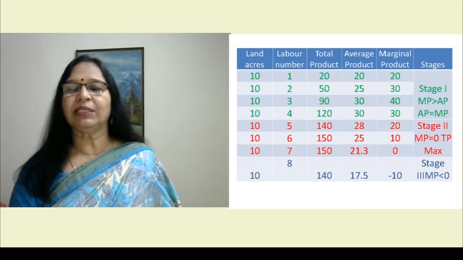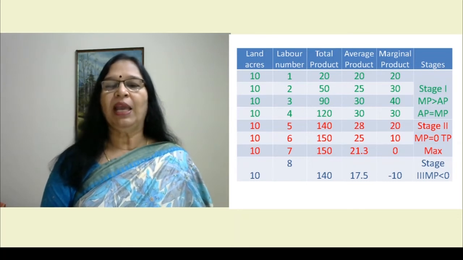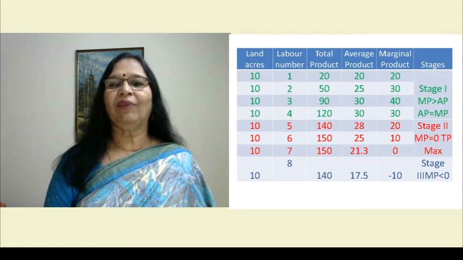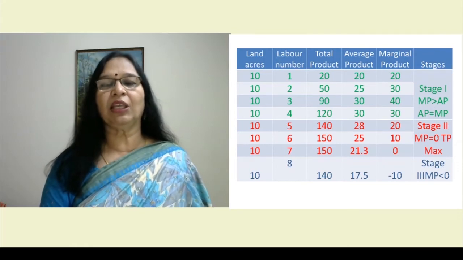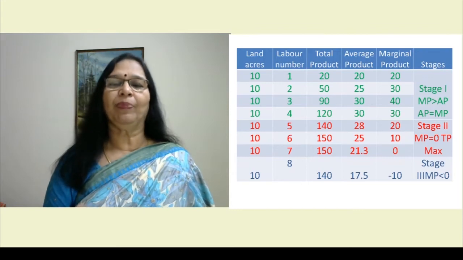Now there's a second stage, where the decisions have to be taken. At this stage, the marginal productivity reaches 0, and when the marginal productivity reaches 0, that is the point at which total productivity is at the maximum.